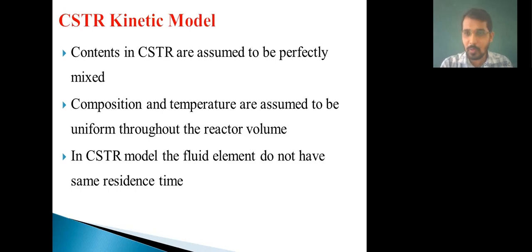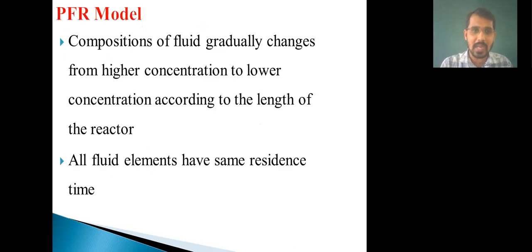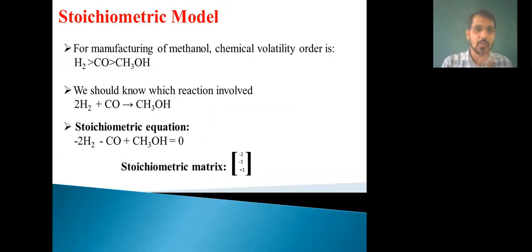There can be a question for 7 marks: you have to explain all 4 models and write the important points regarding all these 4 models. I have covered all the important points in this PPT. For the stoichiometric model, you should know what components are present, what reaction is involved, how to form the stoichiometric equation, and what a stoichiometric matrix is and how to form it.